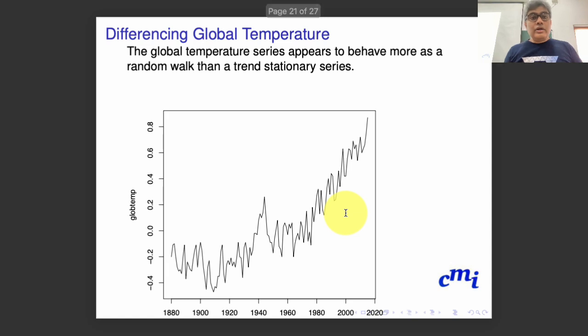So, for example, let us take this global temperature data set from the book. It looks like it behaves like a random walk process, almost. It could be a random walk process. So what you do is just take the first difference.